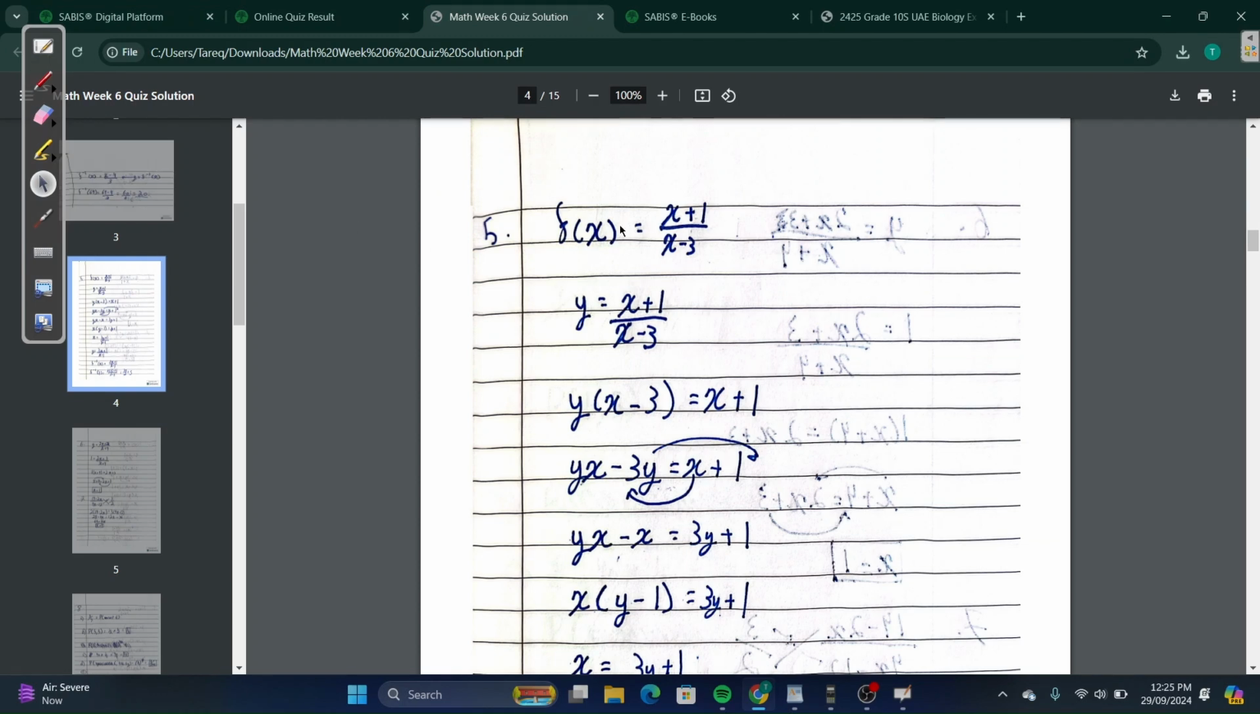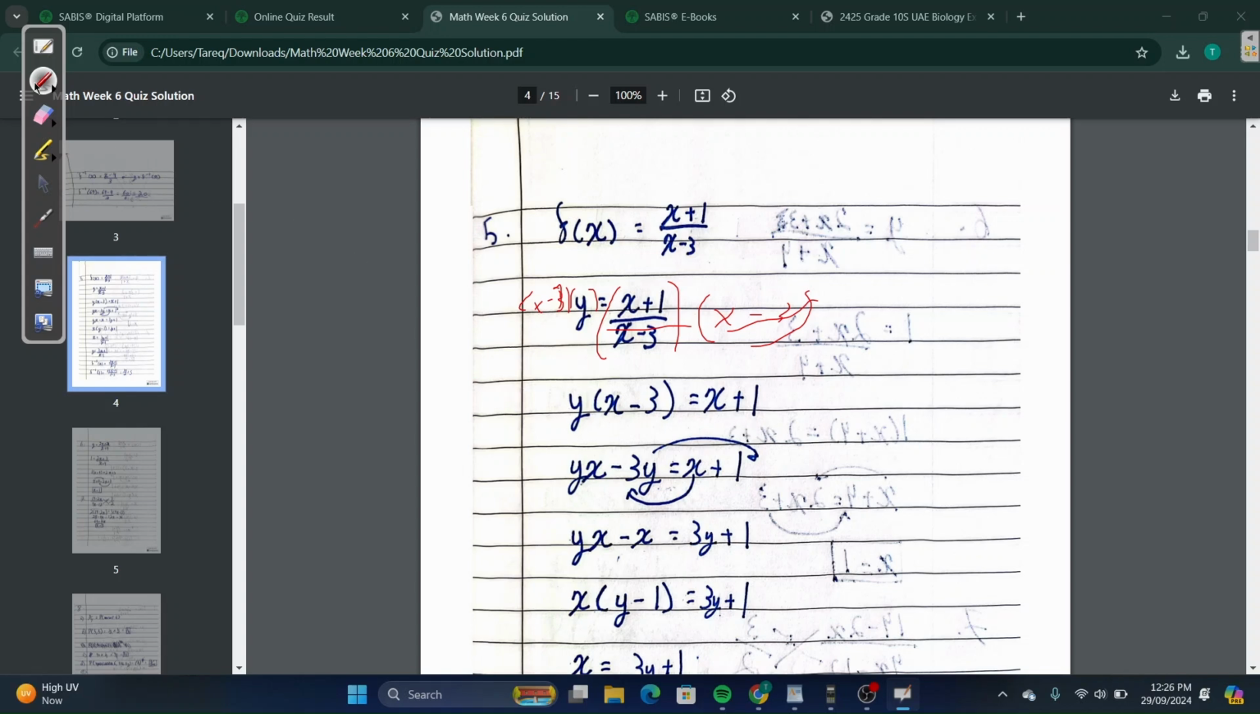Same process. f of x becomes y. You're going to want to solve for x. So multiply by x minus 3 on both sides to cancel x minus 3. Okay, x minus 3 here cancels with x minus 3 here. And this is f inverse of 3, not of 1, if it wasn't obvious. So now you have y times x minus 3 equals x plus 1.